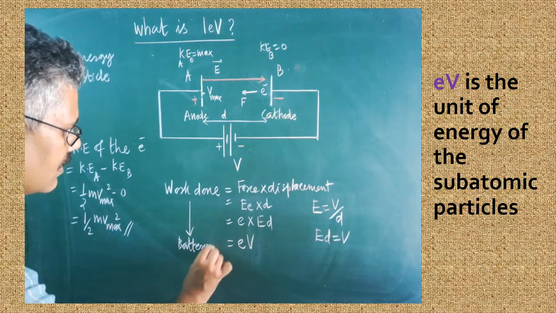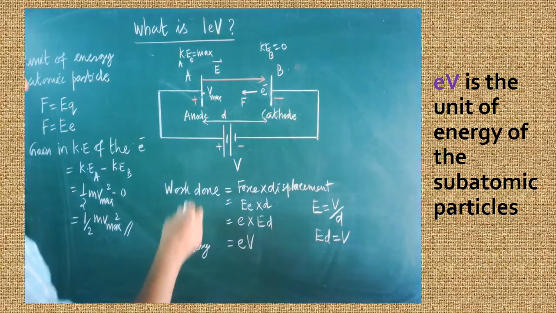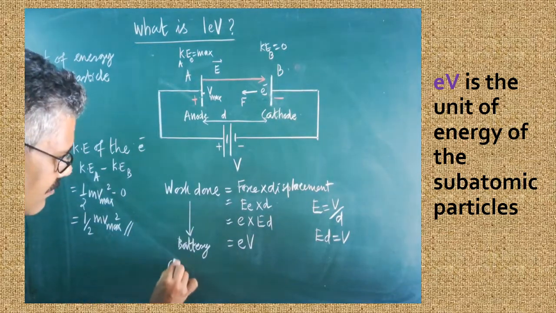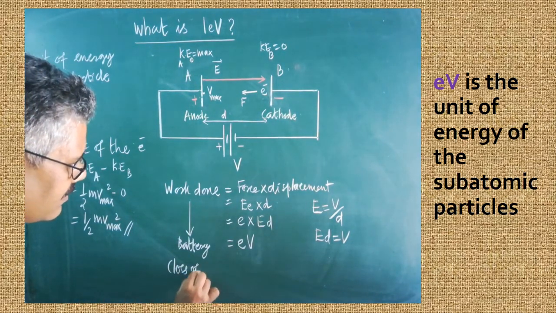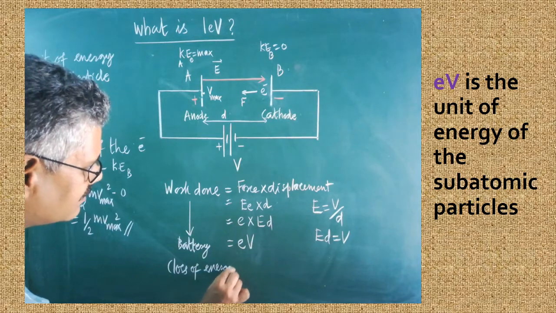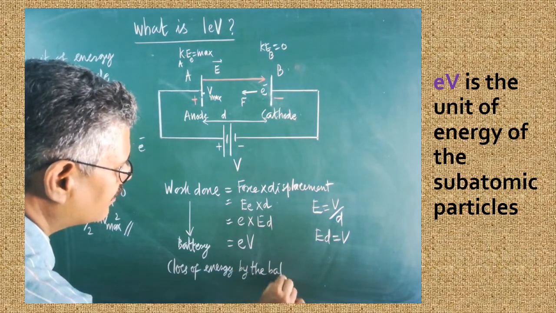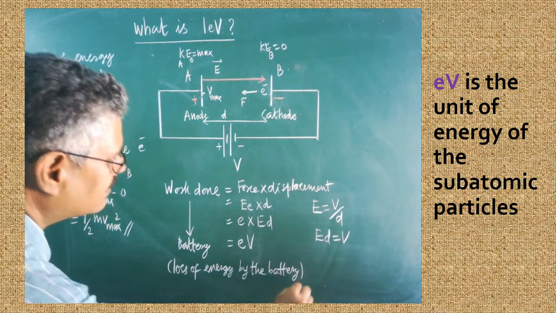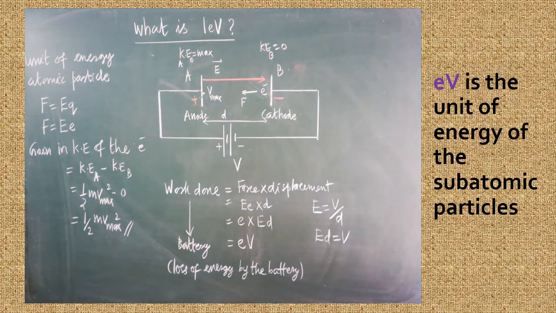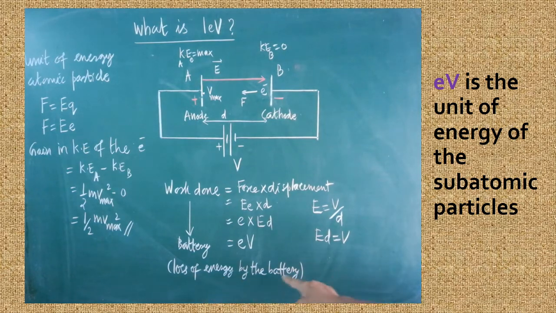Make a note. The battery loses the energy. Work done by the battery is nothing but loss of energy by the battery. Make a note, very important one. I am explaining this concept in a very elaborate manner because this is a very fundamental idea that must be clearly known for both the two lessons. Without this knowledge, problems cannot be solved. So work done by the battery is nothing but loss of energy by the battery.